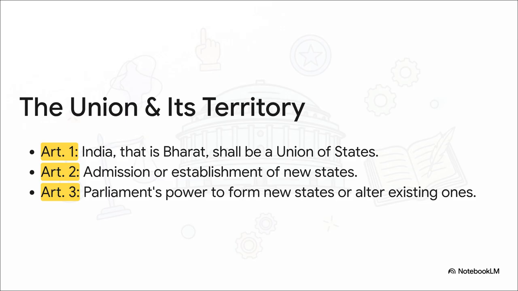Then you have Articles 2 and 3, which give the national parliament incredible power. It can literally create new states, change boundaries, or even rename existing ones. Think about when Uttarakhand was carved out of Uttar Pradesh. That happened because of this power.